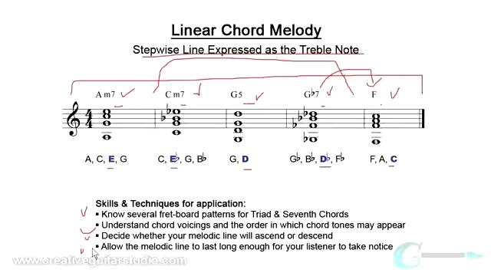And the last one is allow the melodic line to last long enough so that your listener takes notice of it. This could be as little as 3 notes, although it can be a little bit nicer to have at least 4 notes that are moving down either in a stepwise melody line that's diatonic to a scale, or as we're seeing here in this example where it's chromatic.